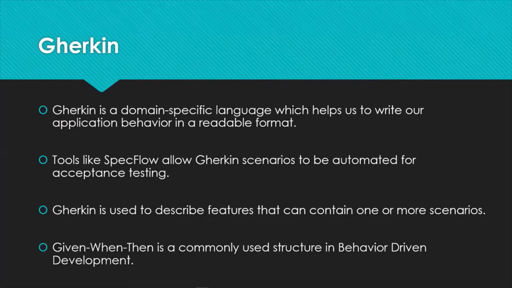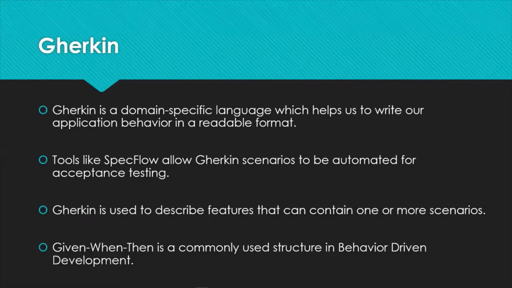Given keyword is to be used with the test statement which describes the current system state. When keyword is to be used with the test statement which describes a user action on the given system state. Then keyword is to be used with the test statement which describes the expected behavior of the user actions. So this is how we follow the given, when, then structure in BDD.